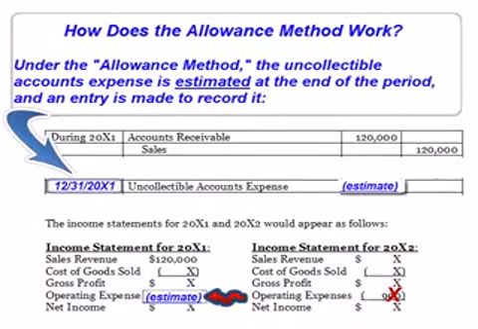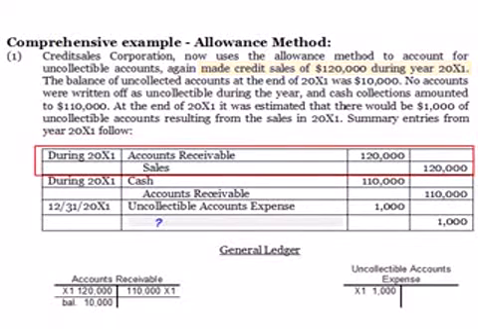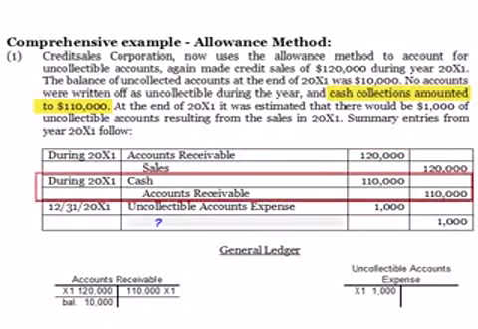Well, let's return to our example, and we'll use the allowance method to record the transactions. We know that the company had $120,000 of credit sales, so we would debit accounts receivable and credit sales for $120,000 during 20x1. Then $110,000 of the accounts were collected, so we would debit cash and credit accounts receivable.